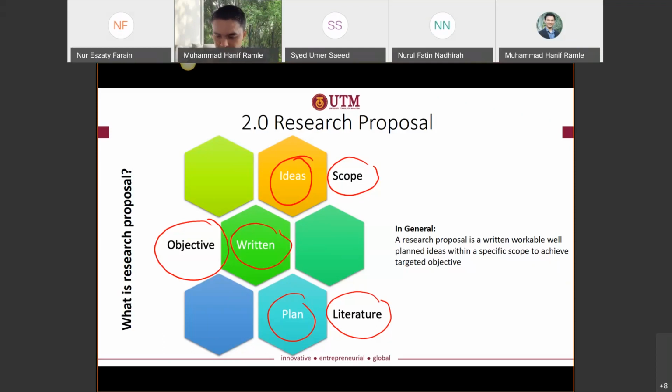In general, a research proposal is written, workable, well planned ideas in a specific scope to achieve targeted objectives. That's why we put the objective in the first chapter, and then the proposal will be based on the objective that you set earlier. The methodology is based on the objective that you set earlier, and the scope also will be based on the objective that you set earlier.